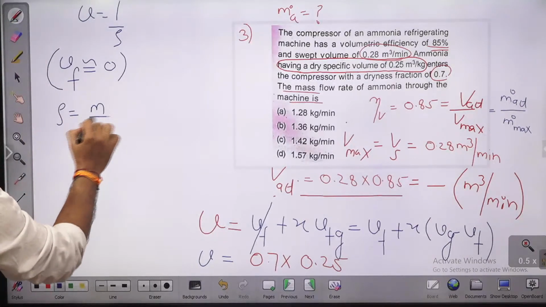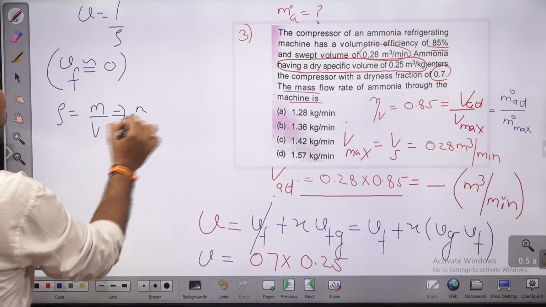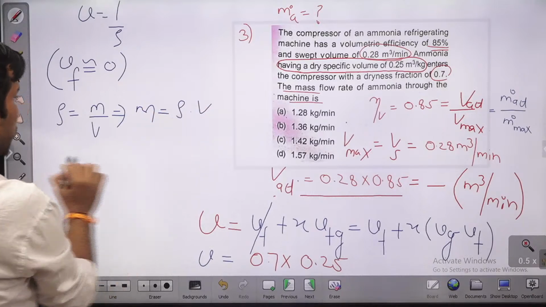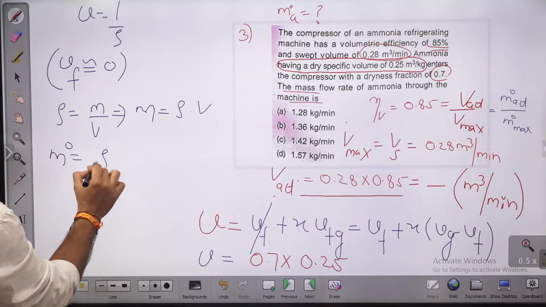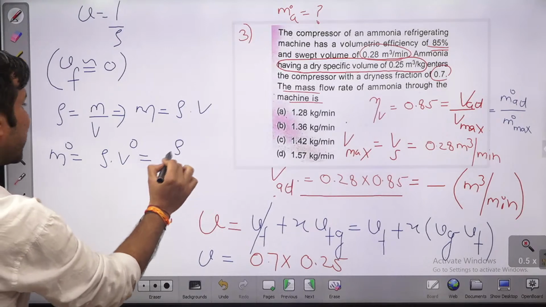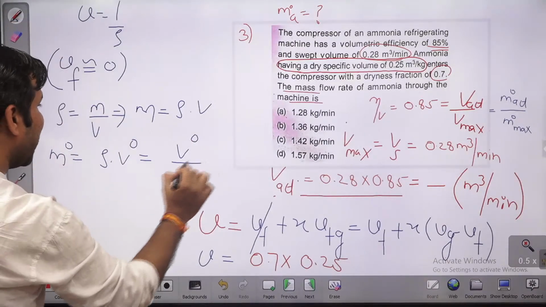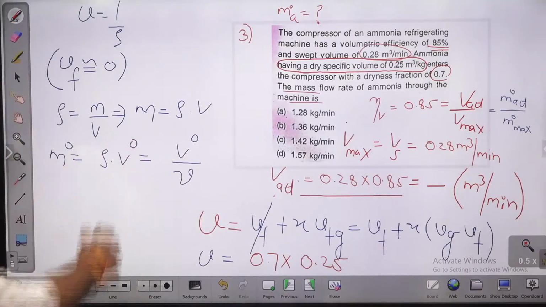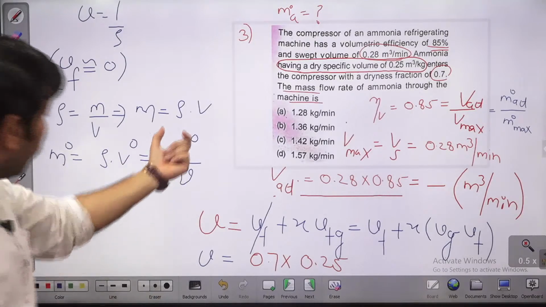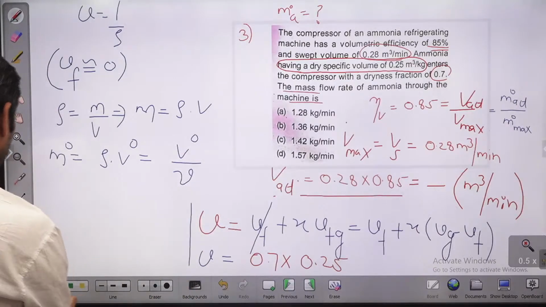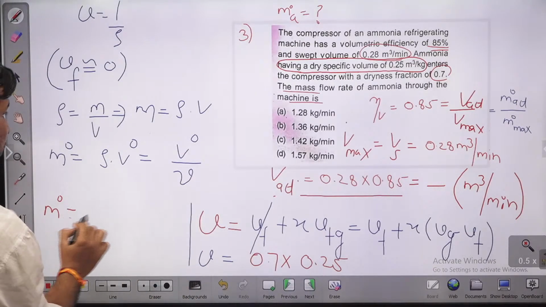So density is equal to mass per unit volume, or mass equals density into volume. So mass flow rate equals density into volume flow rate, or you can write it as volume flow rate divided by specific volume. This is the reason I'm writing mass flow rate equal to volume flow rate divided by specific volume. So here we want mass flow rate, so this is equal to volume flow rate.